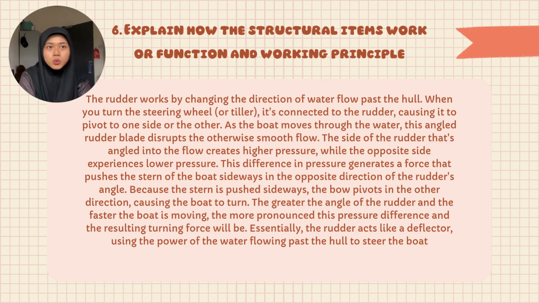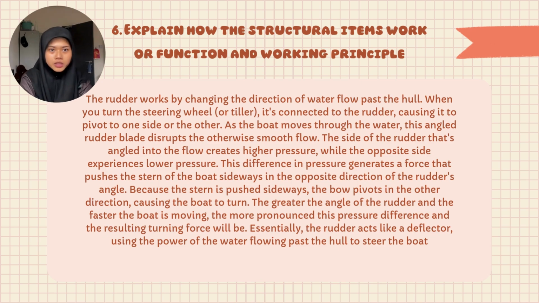How does the rudder work? The rudder works by changing the direction of water flow past the hull when you turn the steering wheel or tiller. It's connected to the rudder, causing it to pivot to one side or the other. As the boat moves through the water, this angled rudder blade disrupts the otherwise smooth flow. The side of the rudder that's angled into the flow creates higher pressure, while the opposite side experiences lower pressure.